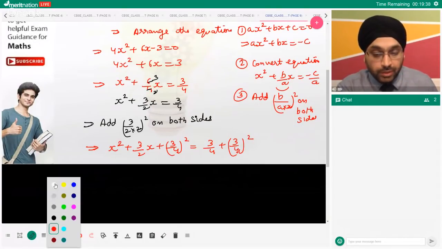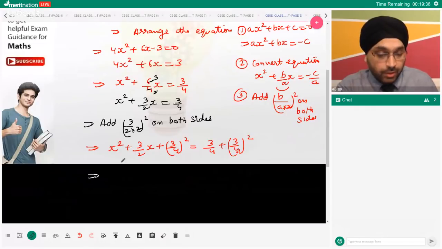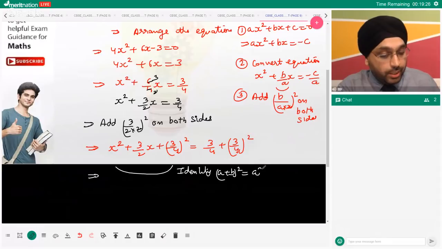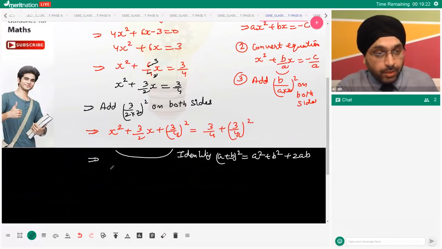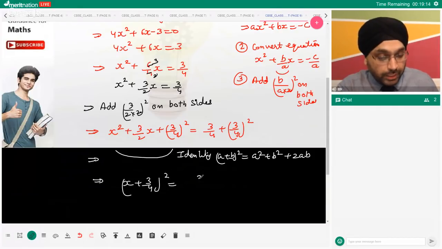Then, guys, if you see very clearly, this part converts to an identity, which is known as a plus b whole square, which is a square plus b square plus 2ab. So this means what? We can write this further as x plus 3 by 4 whole square will be equals to what now? So that will be 3 by 4 plus 9 by 16.